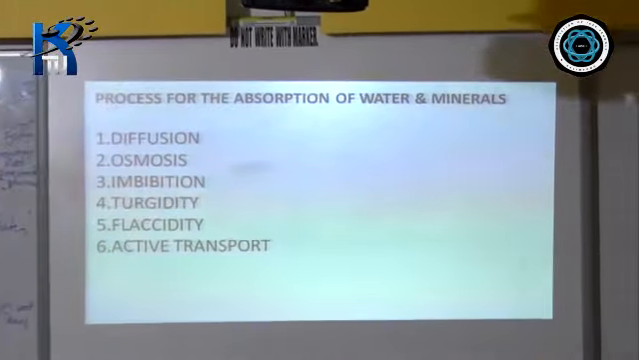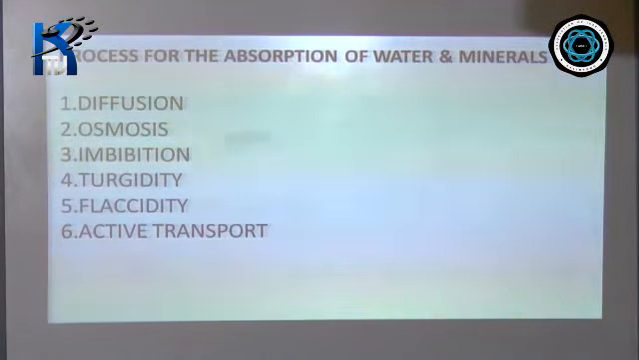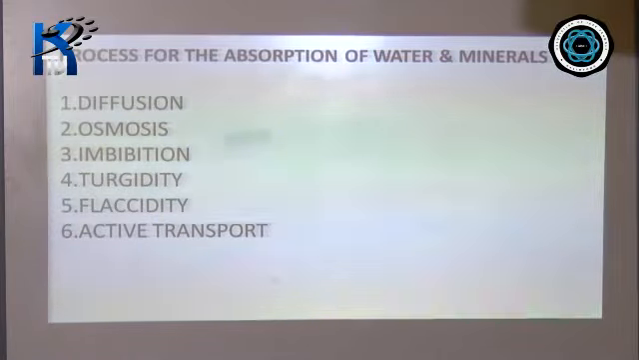Now there are various processes for the absorption of water and minerals. According to your ICSE syllabus, you have a total of 6 different processes given for the absorption of water and minerals. Number one is diffusion. Number 2 is osmosis, then imbibition, turgidity, flaccidity, and then active transport. These are the processes by which the plant absorbs water and minerals.